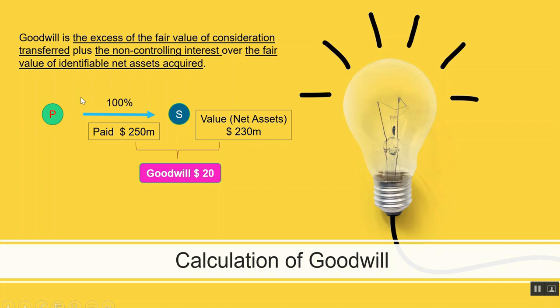Here, since it is a 100% acquisition, there is no non-controlling interest. Otherwise, the non-controlling interest has to be added along with the purchase consideration, which is the 250 million, to calculate the goodwill. The resulting goodwill may be positive, or in some cases negative. I will discuss how to deal with positive and negative goodwill in my future videos.